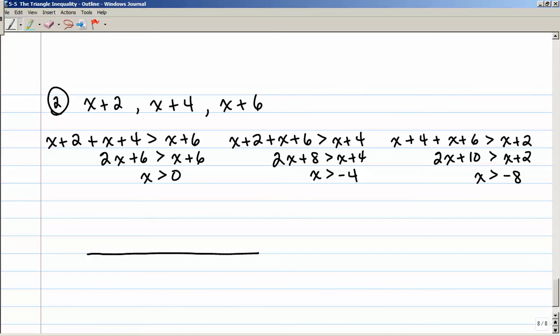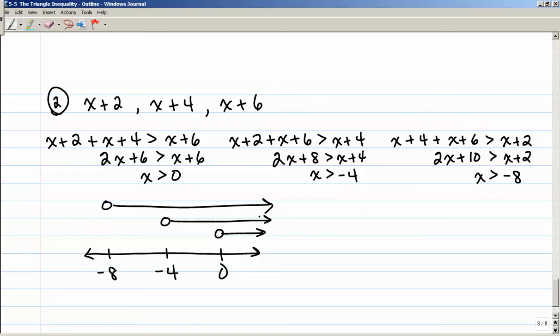And this one's a little bit different from the ones we had before because we have no less thans here. So we have a negative 8, negative 4, and 0: greater than 0, greater than negative 4, greater than negative 8. So the region where these three all overlap is anywhere where x is greater than 0. So x, in this case, can be any number that's greater than 0.